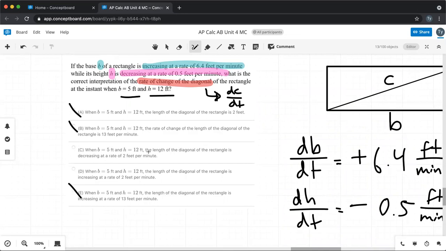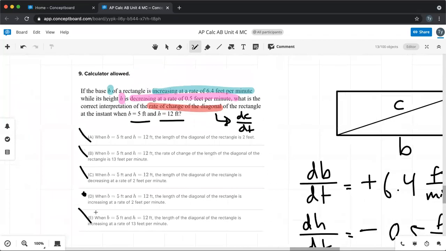When B is 5 and H is 12, the length of the diagonal of the rectangle is decreasing at a rate of 2 feet per minute. We wanted increasing, not decreasing, because our rate was positive. That's exactly what D says. It says increasing at a rate of 2 feet per minute. So D is our answer.